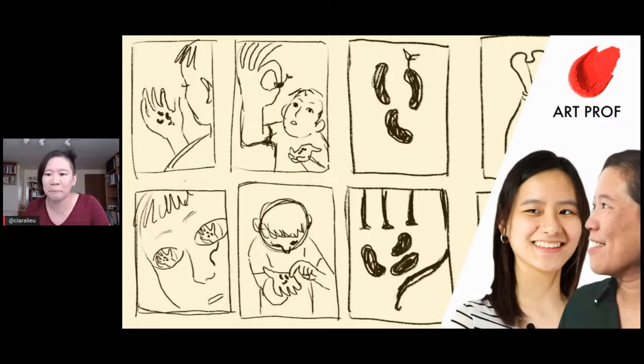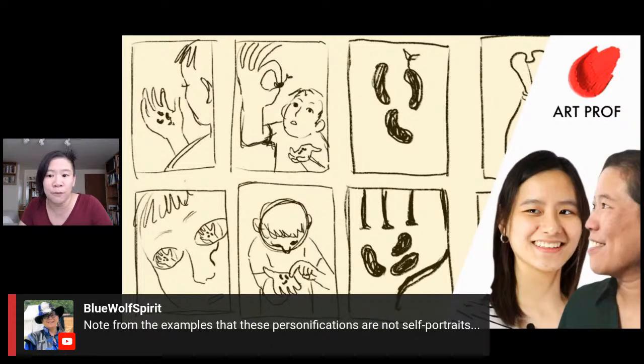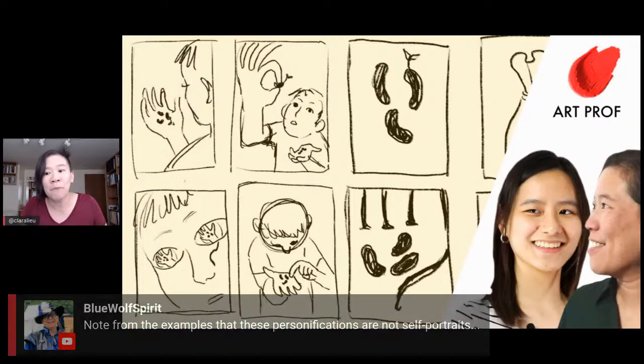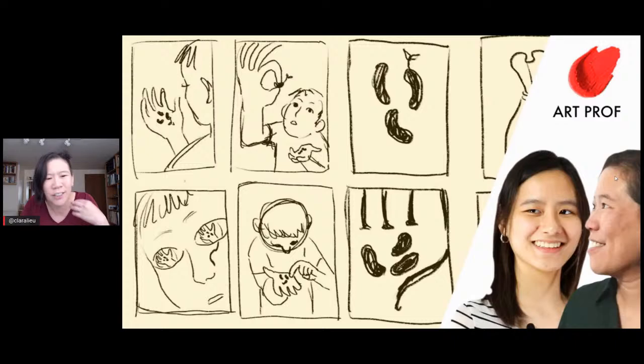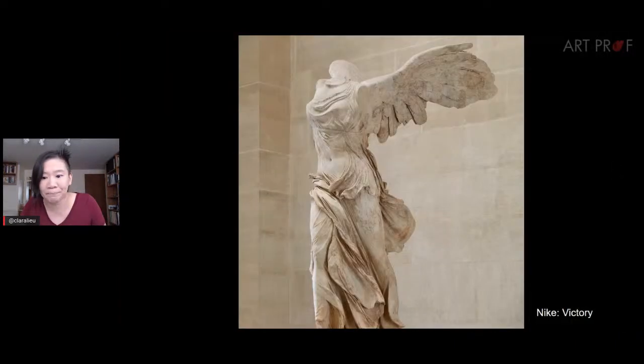This really is a thinking dare. And this is a very good point from Blue Wolf, who says, note from the examples that these personifications are not self-portraits. That's a very important distinction because it would be easy to assume, oh, this has to be a character that's me. No, it's based on you, but the actual character itself is not you. And I think that does help because it makes the character a little bit more separate from you, and you can have more fun with it for that reason.